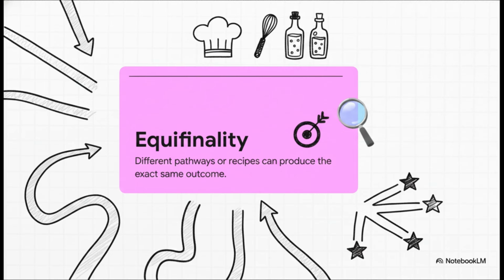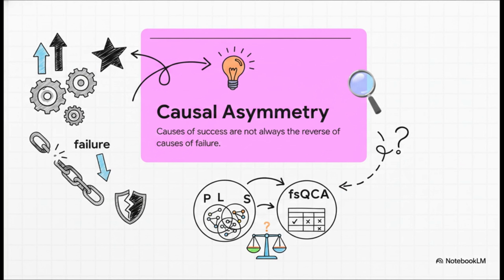But in configurational thinking, we accept that, hey, case A might succeed using one strategy, while case B succeeds using a completely different but equally valid strategy. And pillar 3 is causal asymmetry. This is a huge shift from standard regression thinking.